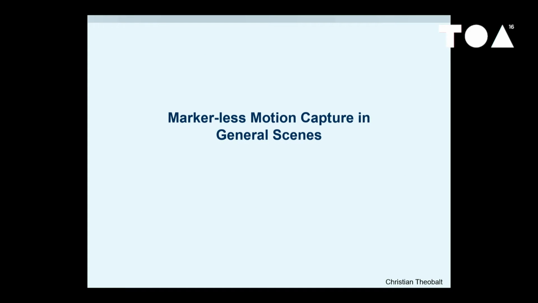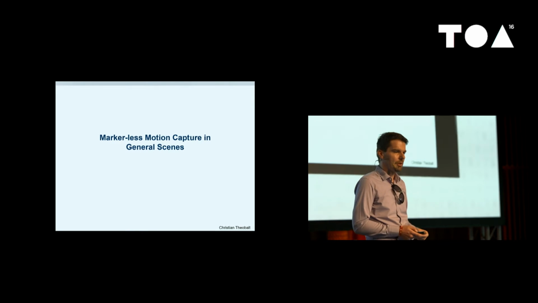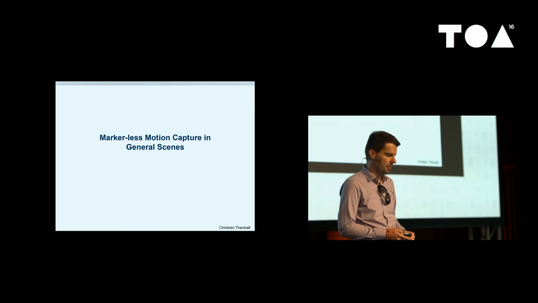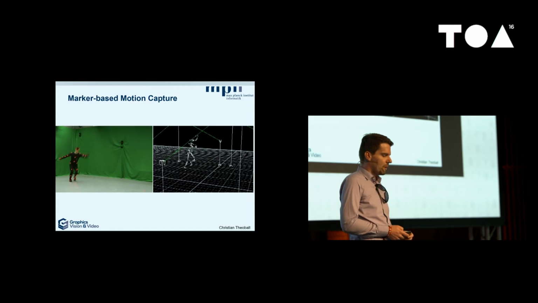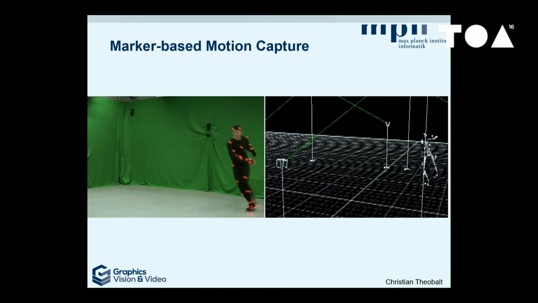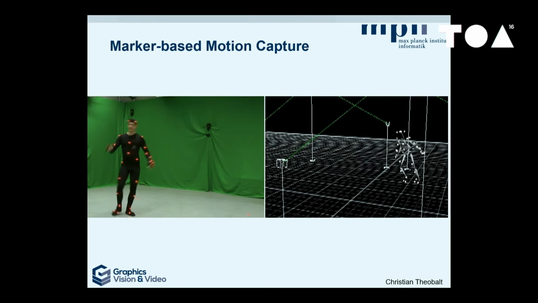So one of the steps we took is in the area of markerless motion capture. For you to understand what that means, I first have to explain what marker-based motion capture actually is. Marker-based motion capture is the classic way of doing motion capture, which you see here. Basically you put a person in a special suit with markers on, you have a bunch of special cameras that record these markers, and from that you get a 3D motion of the skeleton.